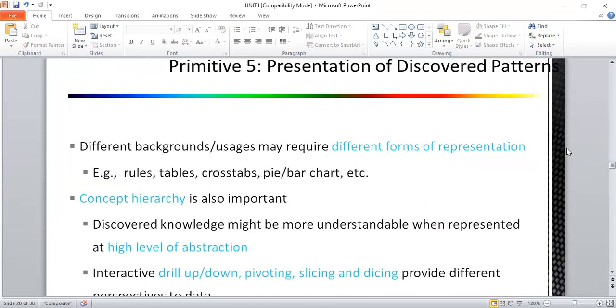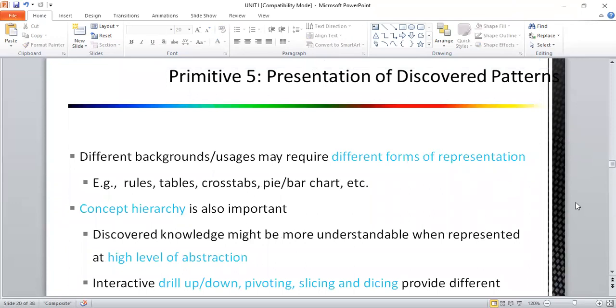Last primitive is your presentation. So obviously when we are talking about presentation, we have to represent our discovered knowledge or our results through some tool or through some platform. We need some platform to represent our results. So what can be that one? So here you can see over different backgrounds or usages may require different forms of representation. Like you can represent your results in the form of tables, bar charts, pie charts, rules. Okay. So these are different ways to represent your final discovered pattern or discovered knowledge.